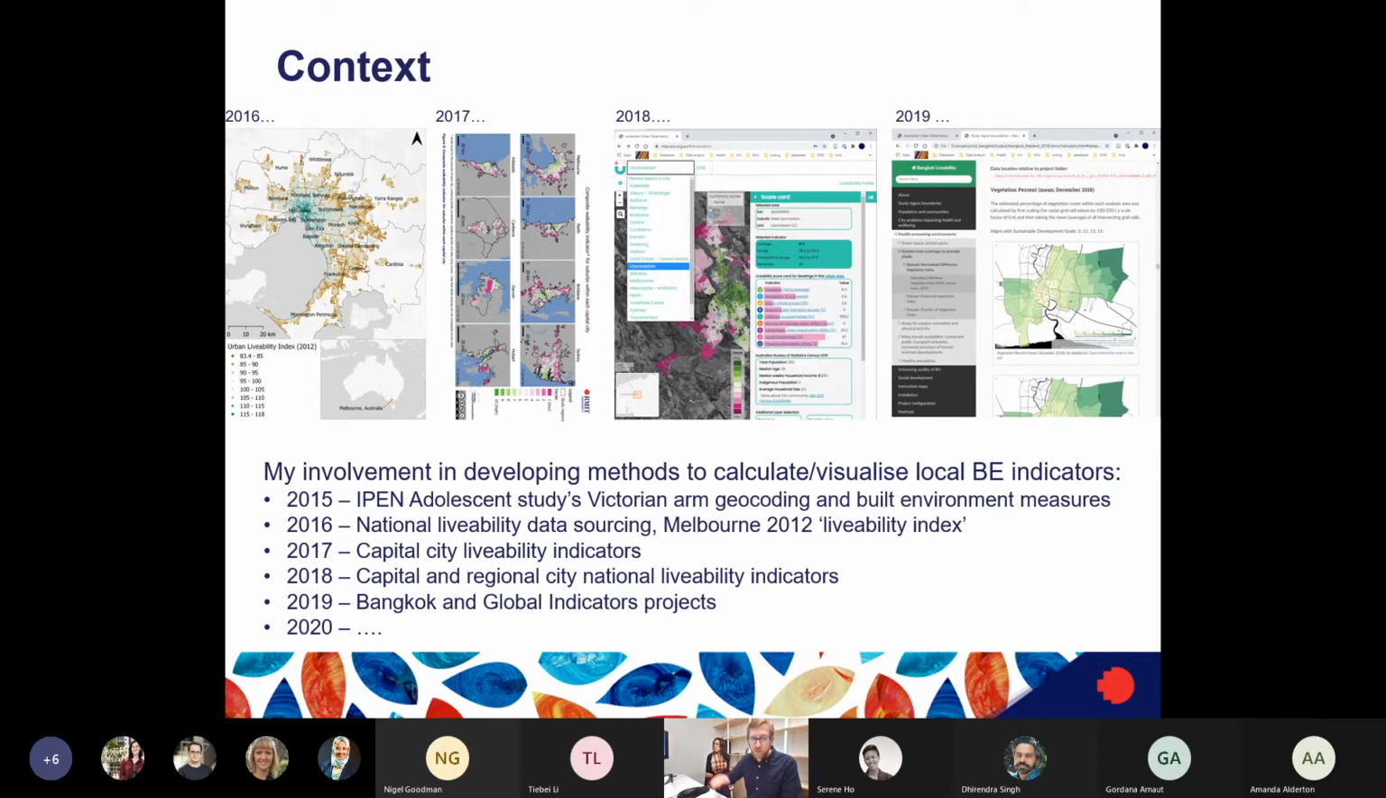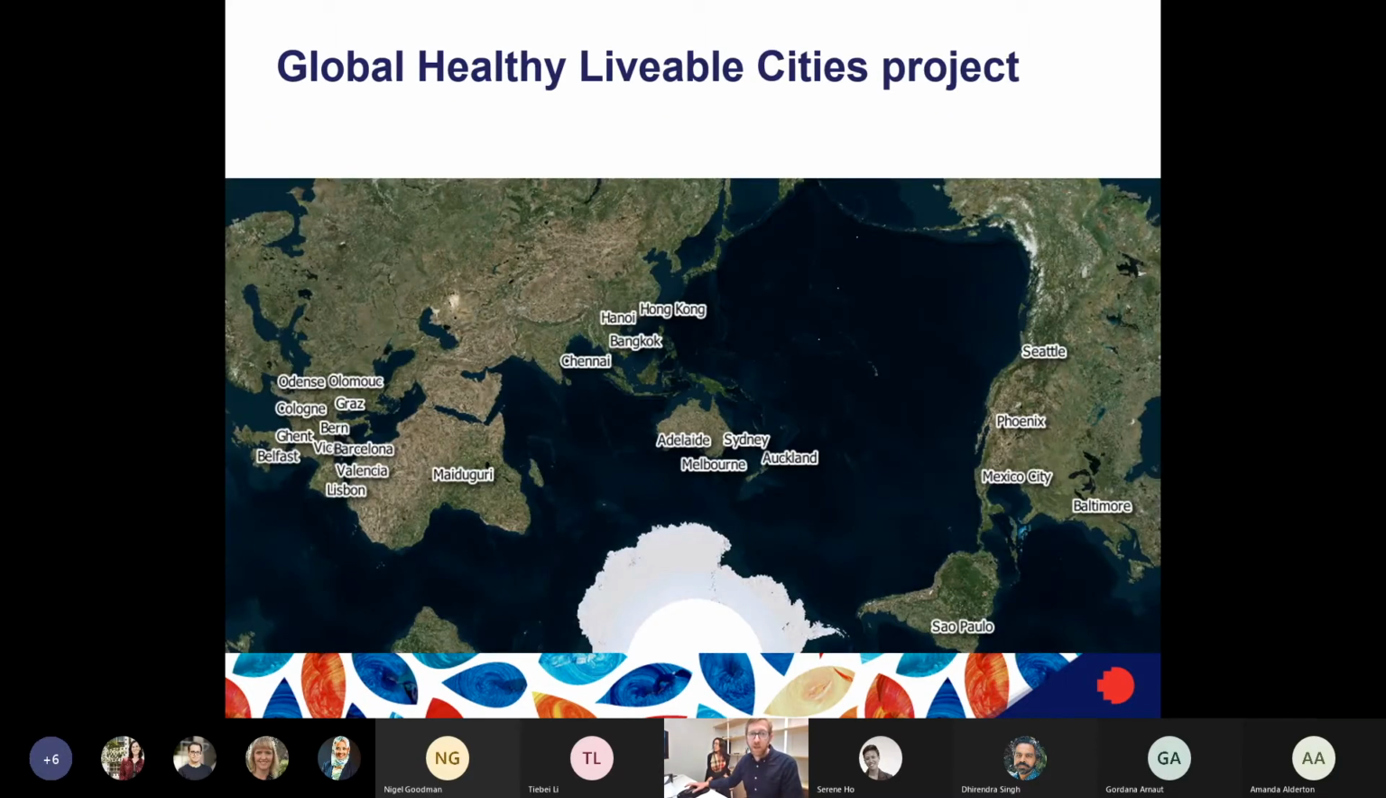And then we started branching out with other partnership projects: the Bangkok project with Amanda Alderson and Hannah Badland and Melanie Davern, and the Global Indicators project, which I'm presenting on today. And 2020 was a big year. Part of that was I started a PhD as well. And if we get to have a bit of time, I can say how that relates and feeds on from this work.